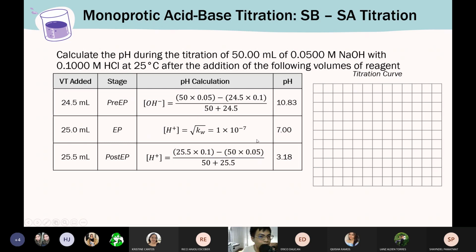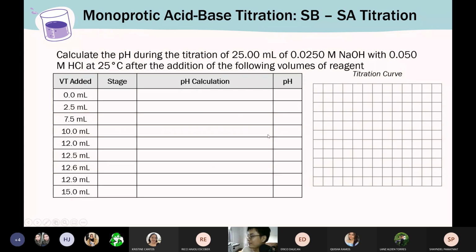I'll give you another 10 minutes to answer this problem. Okay? So calculate the pH during the titration of 25 ml of 0.025 molar sodium hydroxide, 0.05 molar HCl after the addition of the following volumes of reagent. Ayan. So you have your volume titrant, calculate the pH.